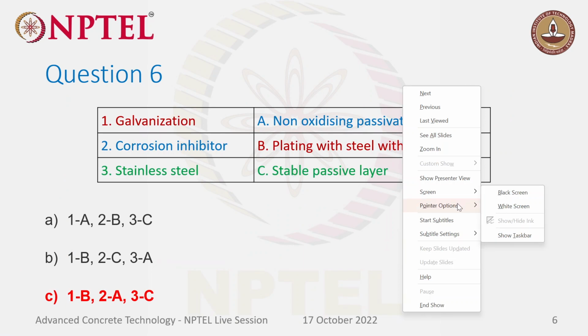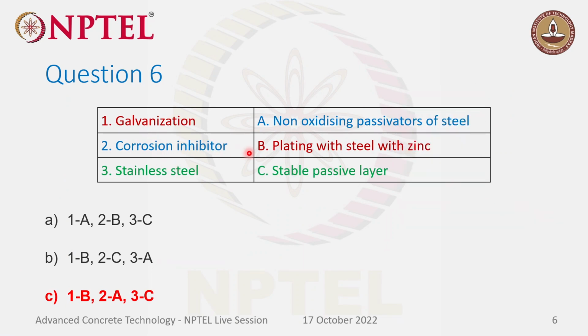So the correct answer is 1B, 2A, and then 3C. So the correct answer is option C. Coming to galvanization, mostly we plate the steel with zinc. That is called the galvanization process. Here the zinc acts as a sacrificial layer, so galvanization helps with corrosion as well.